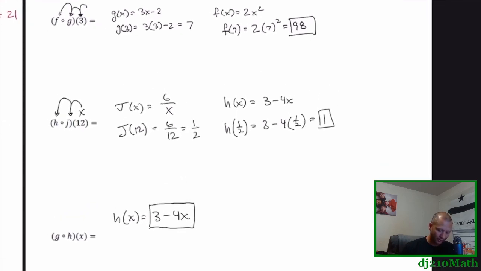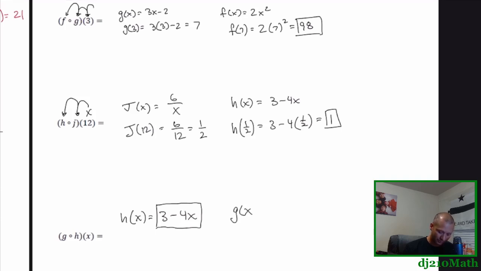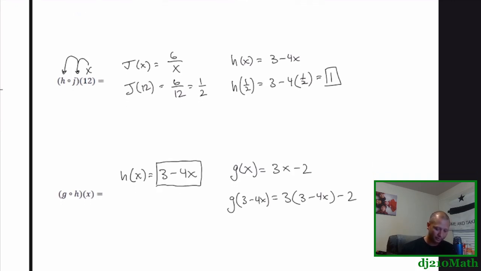So g of x is equal to 3x minus 2. Now I'm taking 3 minus 4x and plugging that into g and then substituting it into x. So g of 3 minus 4x is equal to 3 times (3 minus 4x) minus 2. Wherever there's an x, I'm putting 3 minus 4x because that's the input. The input isn't just a number, it's an algebraic expression right now. So we're at the answer, but we're going to clean it up.